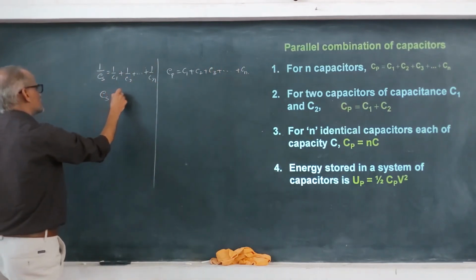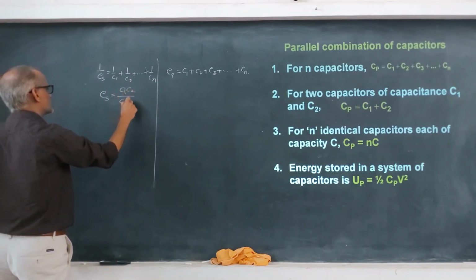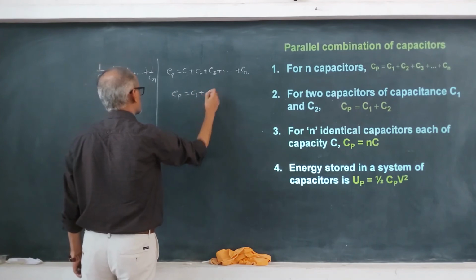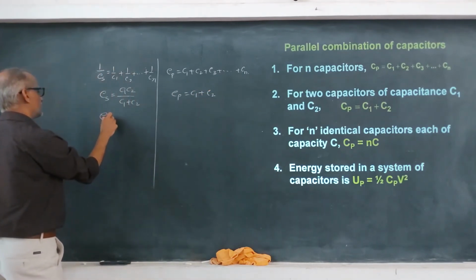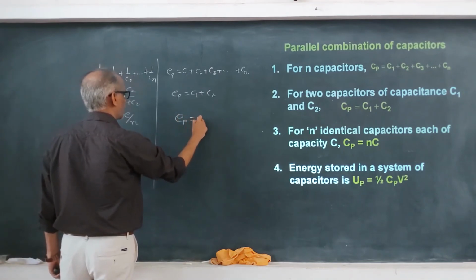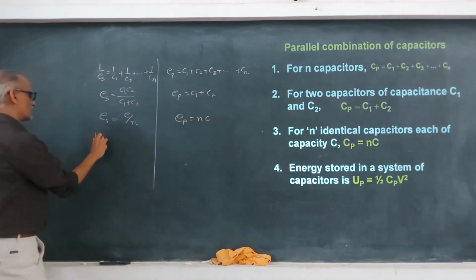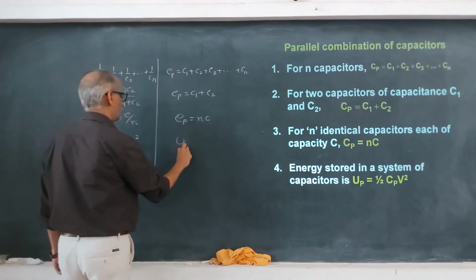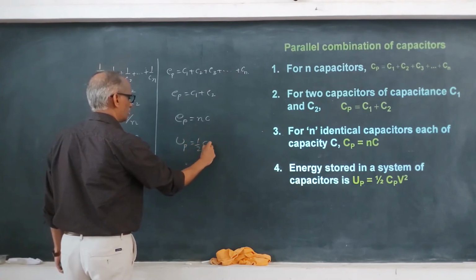For 2, Cs is equal to C1 C2 by C1 plus C2. For Cp, it is C1 plus C2. For n identical capacitors, Cs is equal to C by n. So here Cp is equal to nC. Energy stored in the system, Us is equal to half Cs V square. Here Up is equal to half Cp V square.